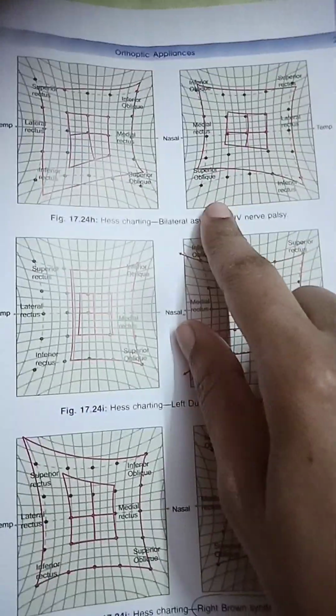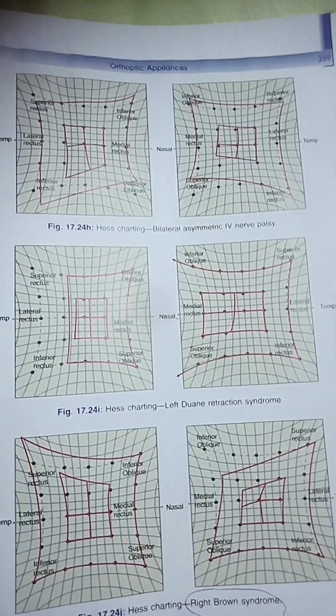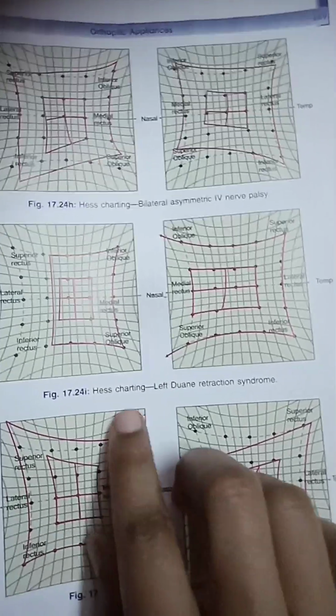And it is late onset because you will see the contracture here. Ipsilateral antagonist overaction is seen, so it is a late phase. Here also it is seen.